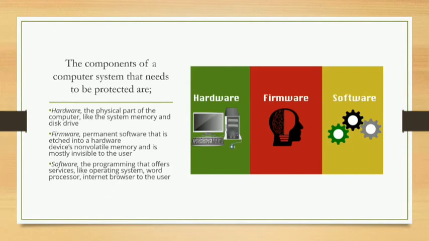Next are the components of a computer system that need to be protected: hardware, firmware, and software. Hardware is the physical part of the computer, like the system memory and disk drive.